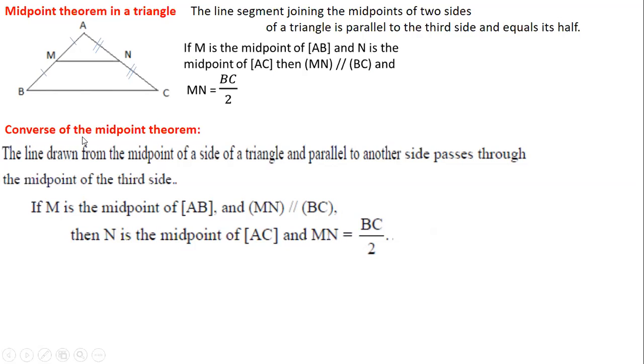Now, the converse of the midpoint theorem. If I have a triangle and I take the midpoint M of the first side, and I draw MN a line parallel to the third side, then N will be the midpoint of side AC.